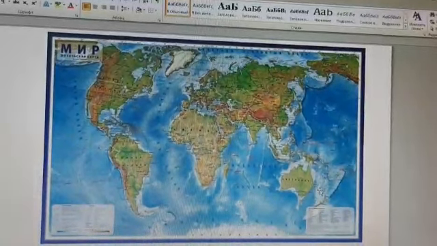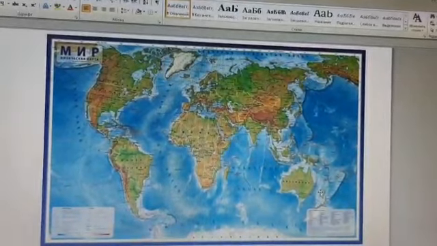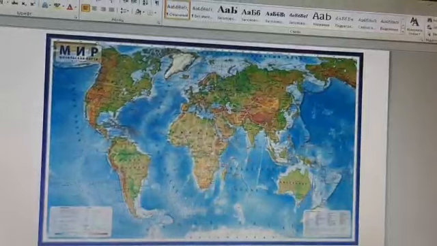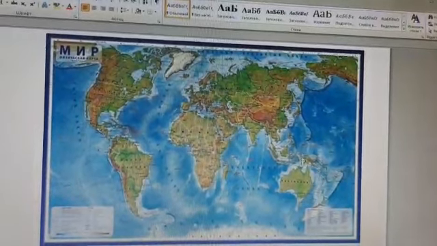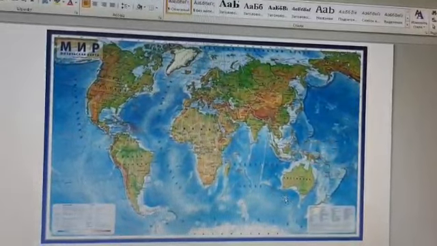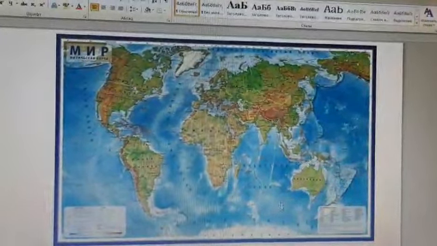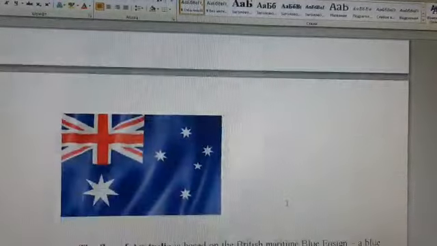Good day, students. Today's lesson is called Australia. Australia, here you see, is one of the English-speaking countries. It is the biggest island in the world. You see here. Now, we shall speak about its flag. Here you see the flag of Australia.